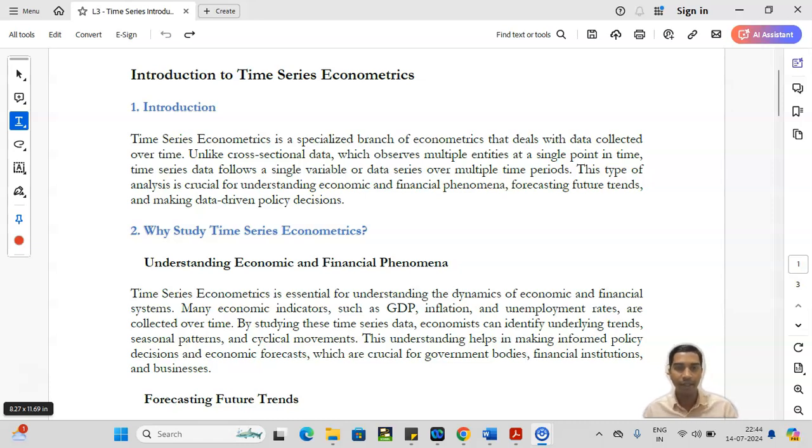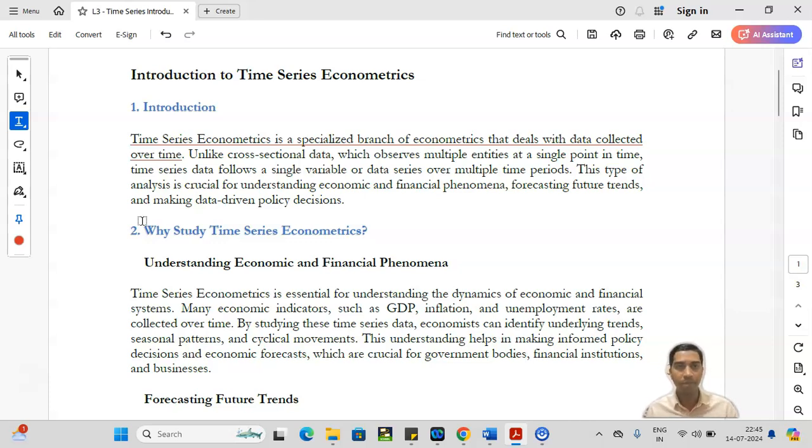Unlike cross-section data, which observe multiple entities at a single point in time, time series data follows a single variable or data series over multiple time periods. So the most important aspect is that we collect data over a period of time, and the variables or the entities can be fixed.